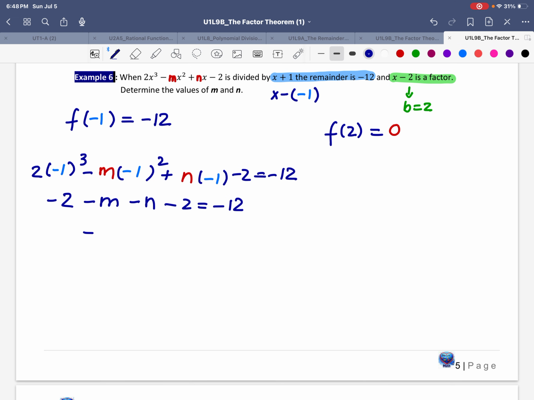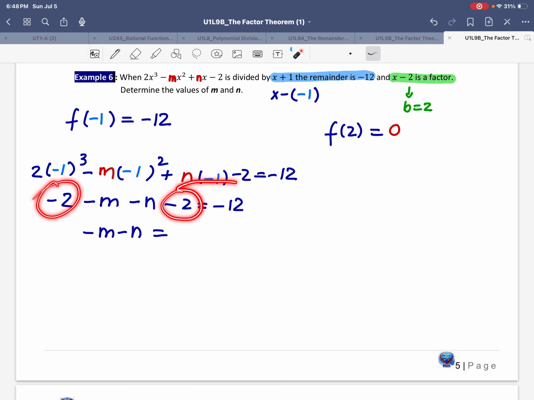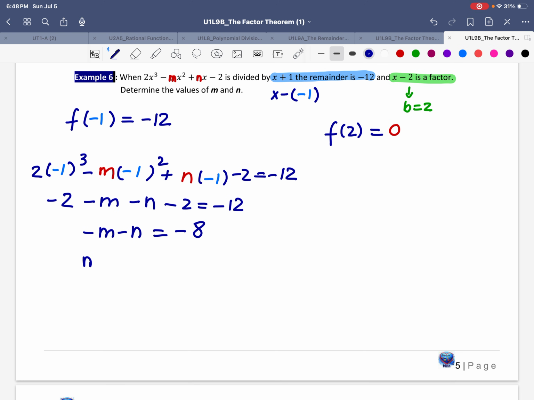So negative m minus n equals negative 2 plus negative 2, negative 4. To the other side, positive 4. So that makes the right side negative 8. Simplify some more. m plus n equals 8. This will be our first equation that relates m and n.